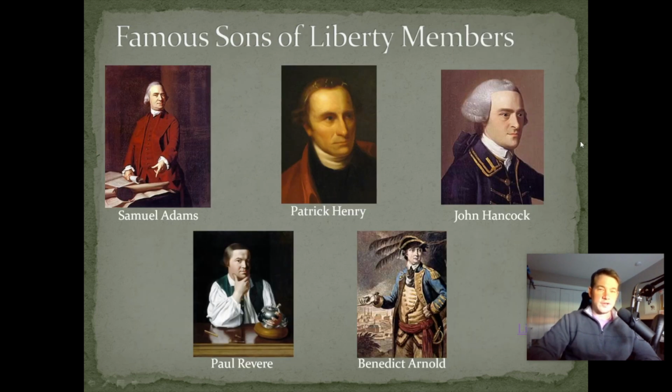So one of the most famous groups that organizes to protest these taxes, like the stamp tax and the sugar tax, was the Sons of Liberty. Here on the screen, you can see some of the most famous members of the Sons of Liberty: Samuel Adams, Paul Revere, Patrick Henry, Benedict Arnold, and John Hancock. John Hancock was one of the most notorious merchants and smugglers here in the colonies. He made a lot of money off of smuggling and avoiding taxes. So he had a monetary interest in avoiding these taxes.